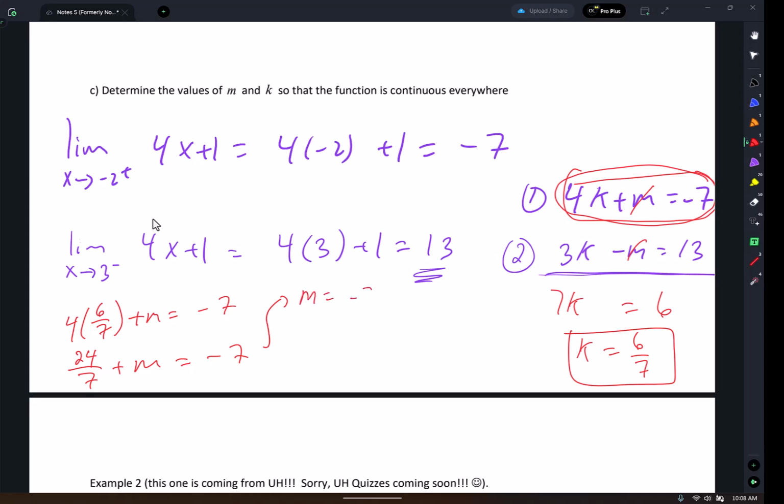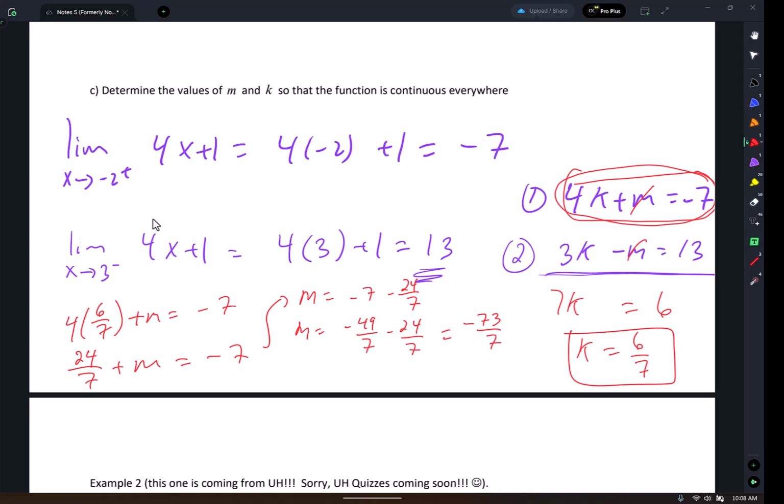M equals negative 7 minus 24 over 7. Relax. I'm going to turn that negative 7 here into a common denominator. Negative 49 over 7. That's still 7. Minus 24 over 7. Everything okay, guys? Let's see. 49, 59, 69, 73. 73 over 7, no? Yeah.